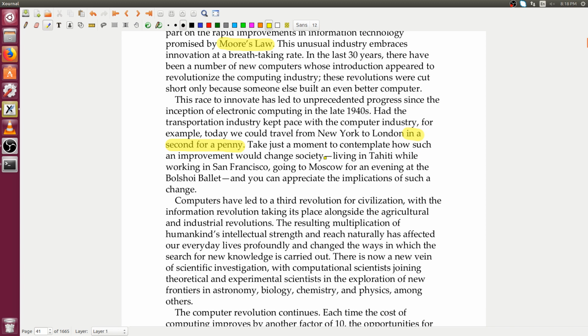Take just a moment to contemplate how such an improvement would change society. Living in Tahiti while working in San Francisco, going to Moscow for an evening at the Bolshoi Ballet, and you can appreciate the implications of such a change, right? Think about it.